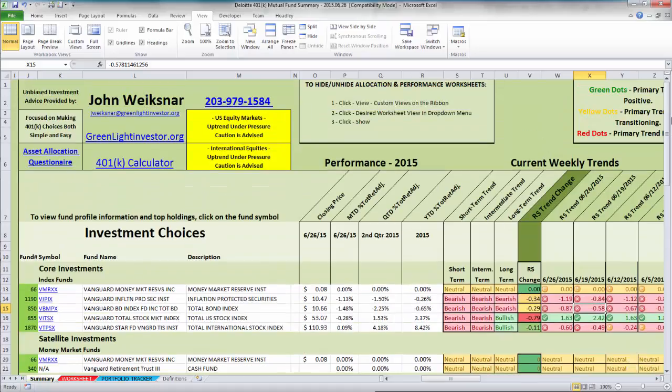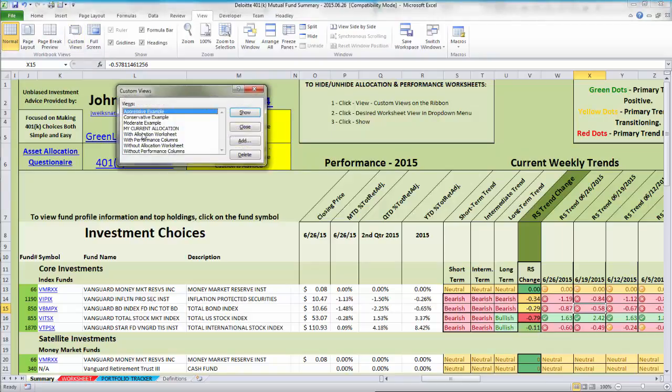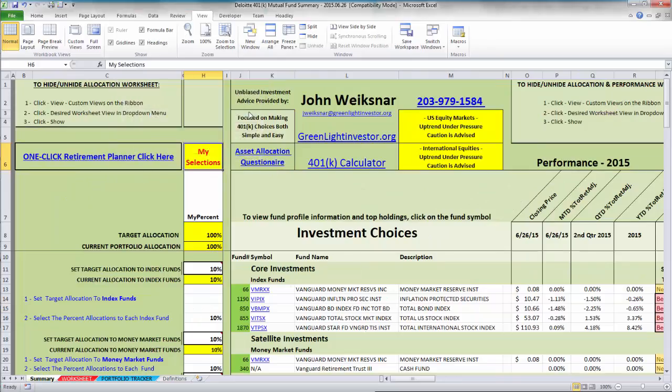With all that said, let's go ahead and see how we can use this information to help make investment choices within your 401k allocation. To keep track of your 401k allocation, you can simply click on View, Custom Views, and in this menu, click on the My Current Allocation. Once that's highlighted, click Show.